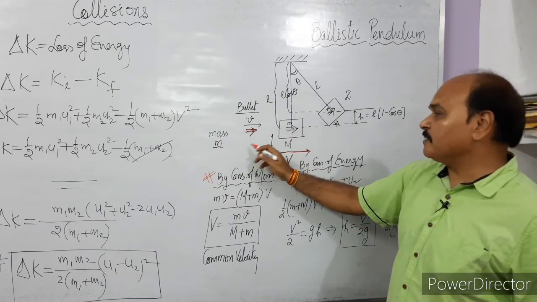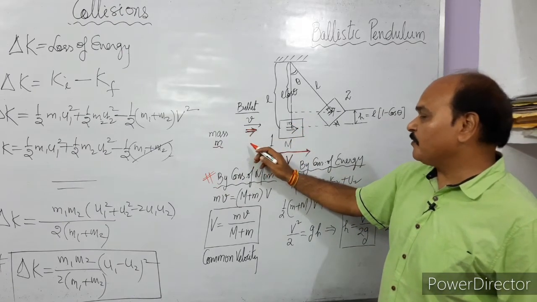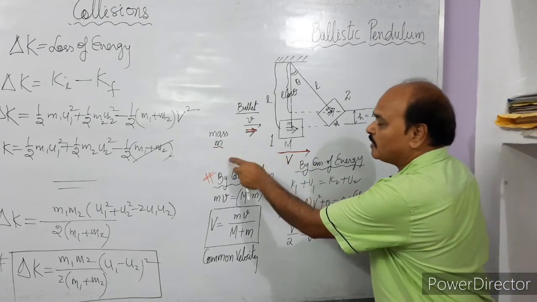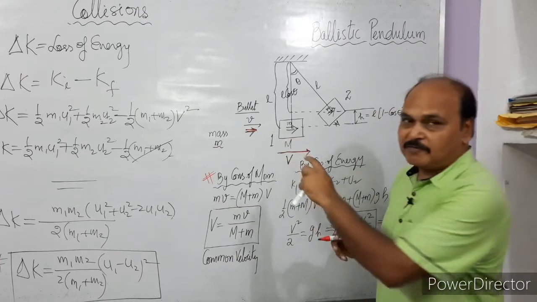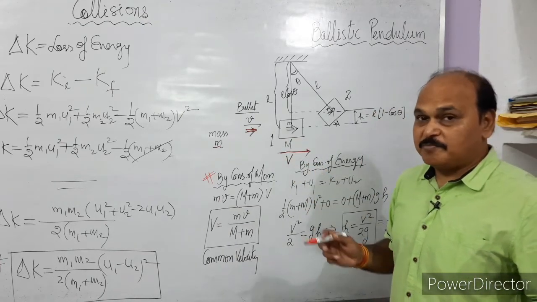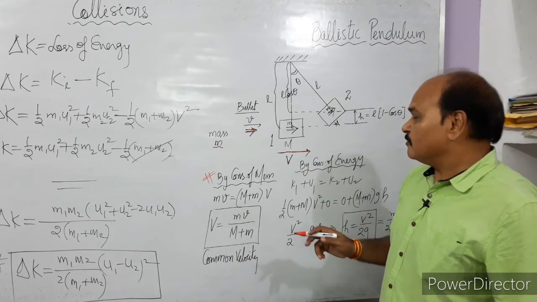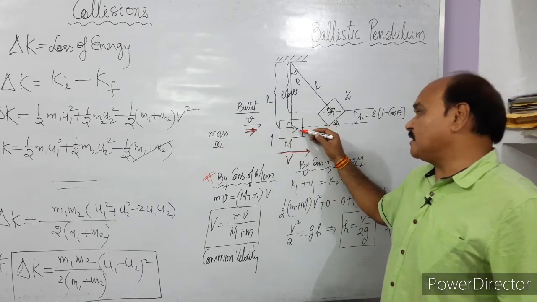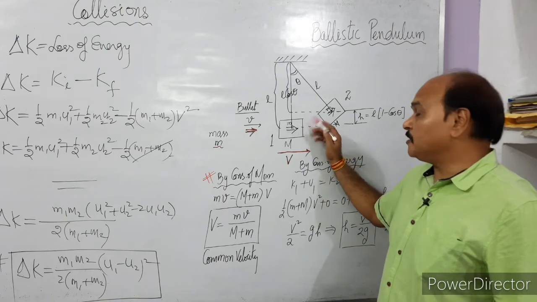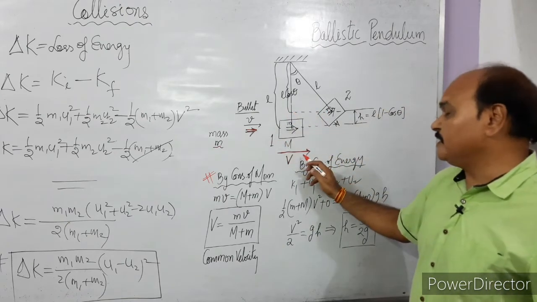what is the momentum before collision? Momentum before collision is the momentum of this bullet, and that is mv. This is at rest, hanging vertically at its mean position. Immediately after collision, this bullet gets stuck with this mass M, and the combined mass moves with velocity V.